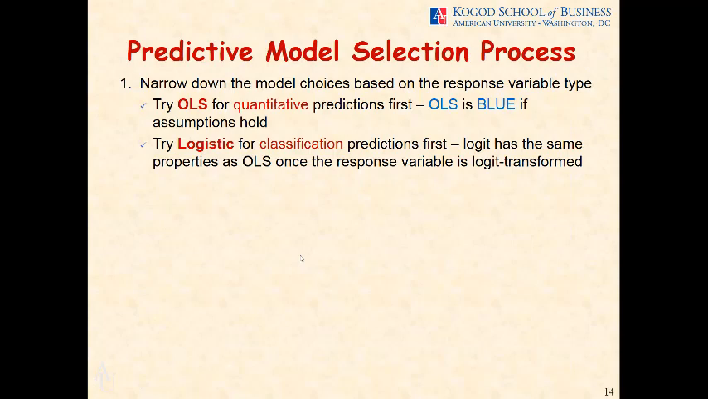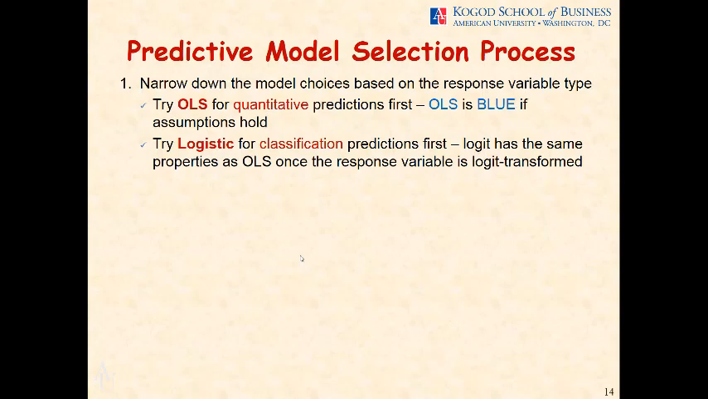Now, predictive model selection. So those are all the OLS assumptions. So how do we select the right model? Remember, we have to select the right modeling method, and we have to select the right model specification. At this time, we're talking about the right model selection only. So first we try OLS, and if our outcome variable is quantitative, then we try OLS, we test the assumptions, and if the assumptions hold, OLS is BLUE. That's the model to select.